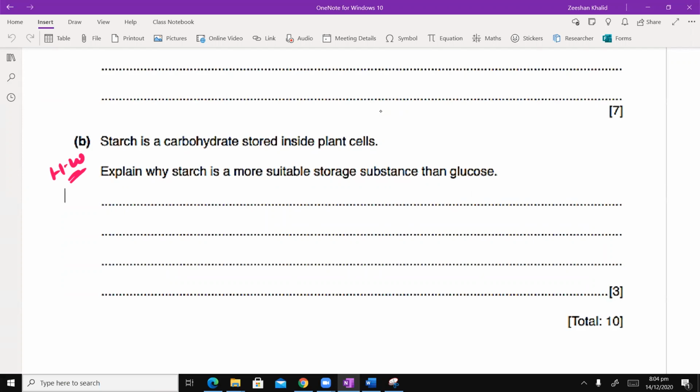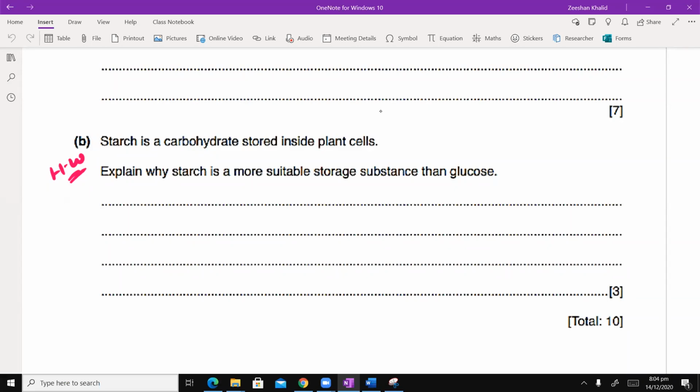Do you mind if I ask you, did you do this homework? मैंने पता नहीं आपको एक PDF भेजा भी था कि नहीं भेजा था. चले बहरहाल. So let's see what this question is. It says starch is a carbohydrate stored inside plant cells. Okay. Explain why starch is more suitable storage substance than glucose.